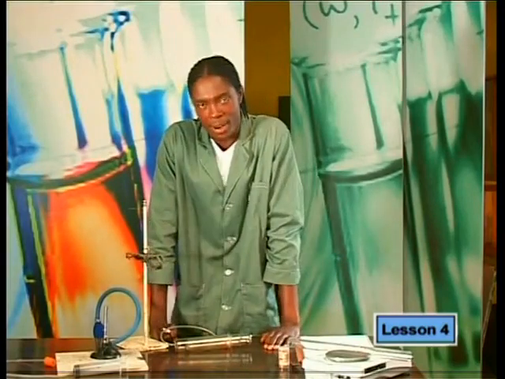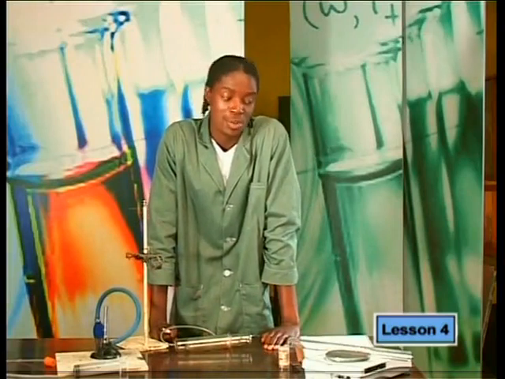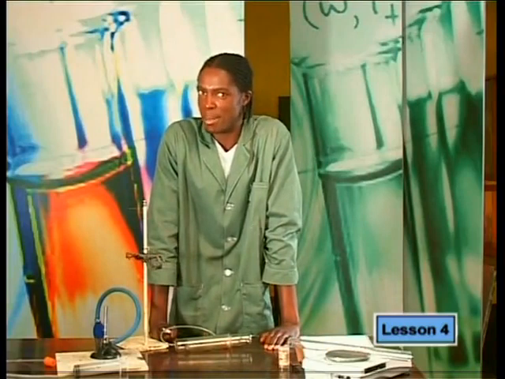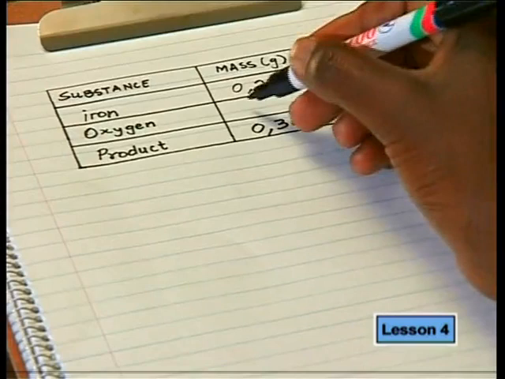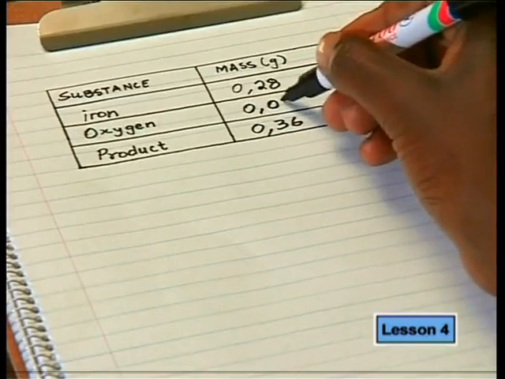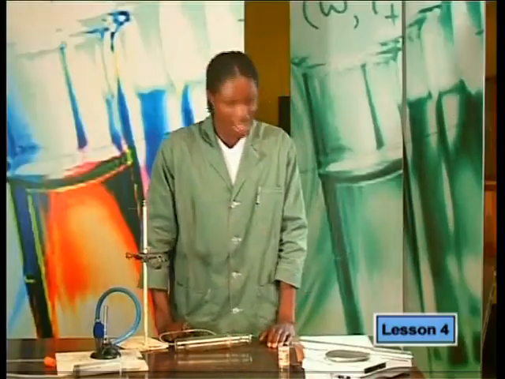Now all we need to do is to find the mass of the oxygen which reacted with the iron to form the oxide. And we can do that by subtracting the mass of the iron from the mass of the product. And that should give us 0.08 grams. Now let's go back to studio and see how we can use this data.